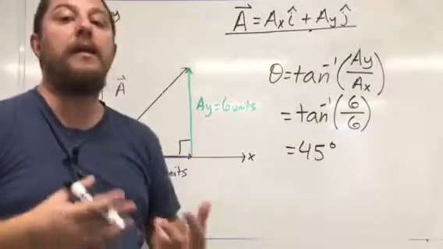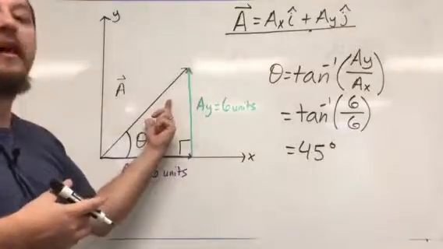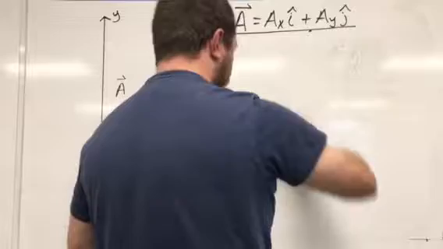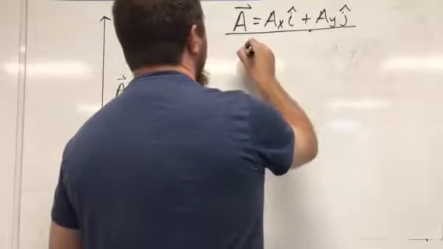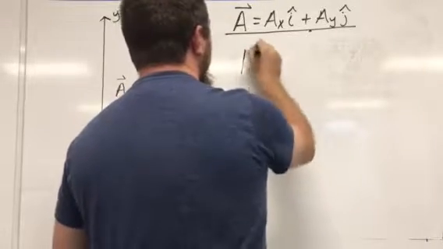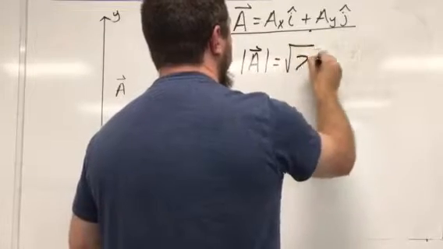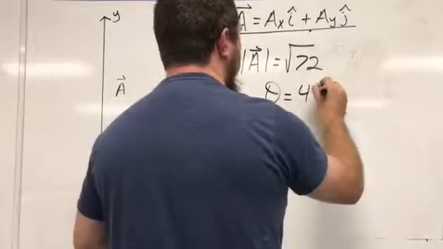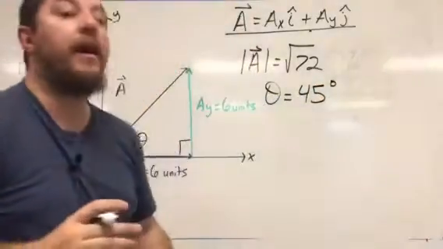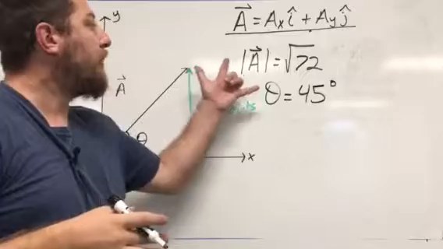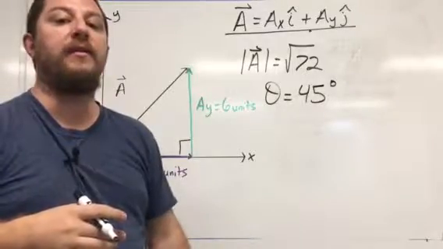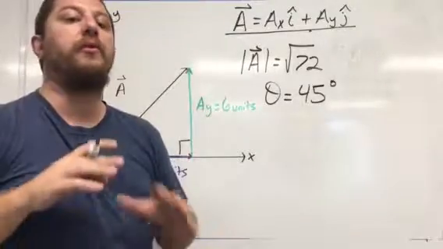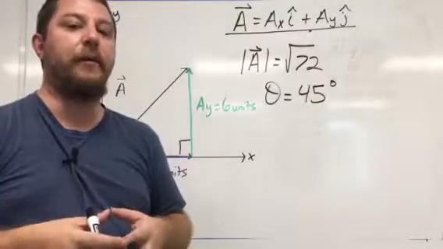So now I have uniquely specified this vector. I have calculated its magnitude, whatever the square root of 72 is, okay? So the magnitude of A we found to be the square root of 72, and the angle with respect to the x-axis was 45 degrees. Now there's only one vector that fits both of these criteria. So here we have the magnitude, and here we have the direction. So we have now uniquely specified this vector.